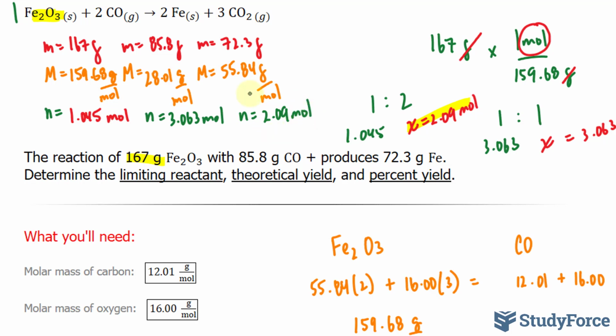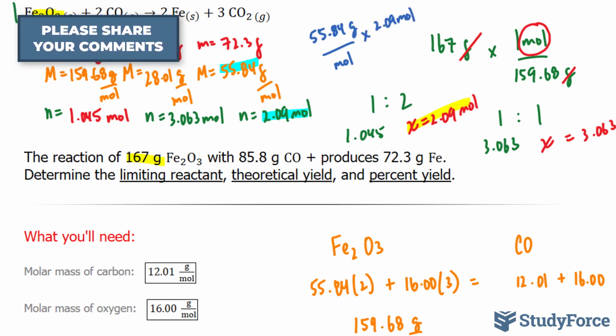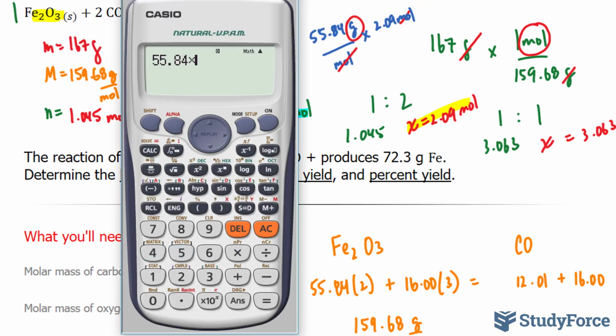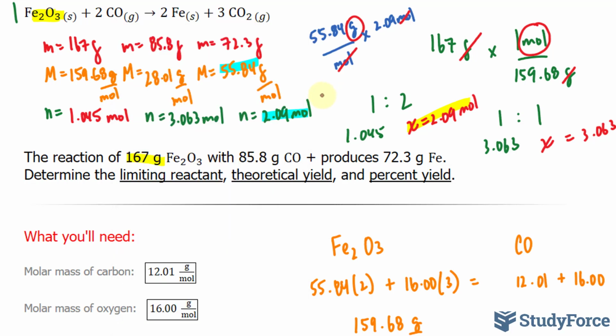We now have everything we need to find the theoretical yield. To find the theoretical yield, I'll multiply this number with this number. And there's a reason why I'm doing this. I take 55.84, and that's grams per mole. And if I multiply that by 2.09 moles, the mole units will cancel out, leaving us only with grams. Let's use our calculator. Times 2.09, and that gives us 116.7. Mass of 116.7 grams. We found the theoretical yield.